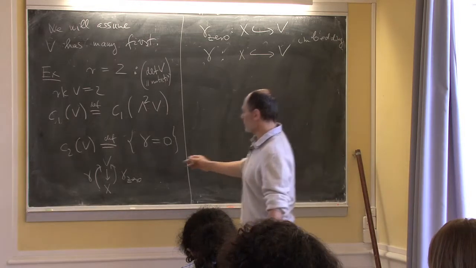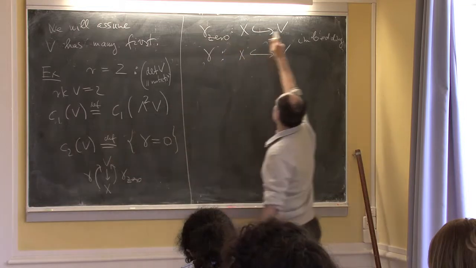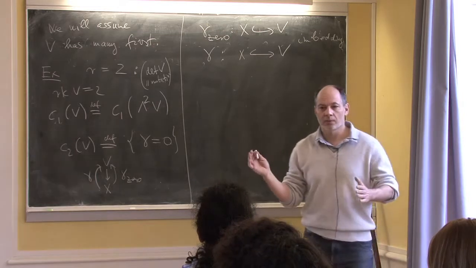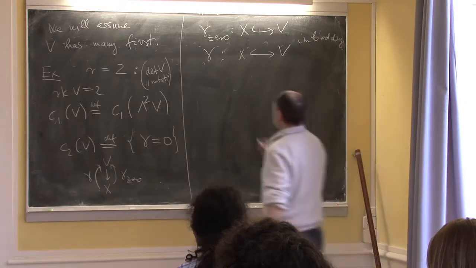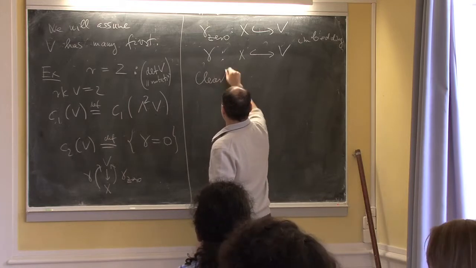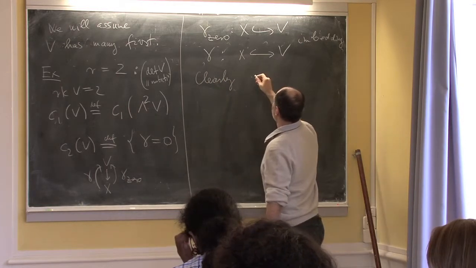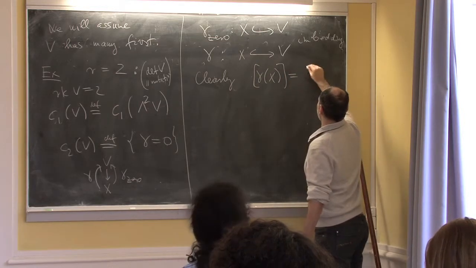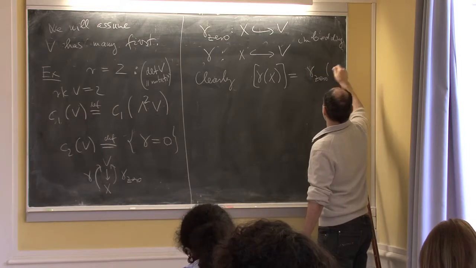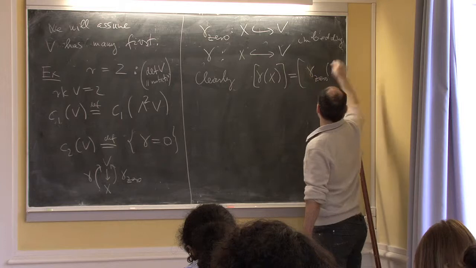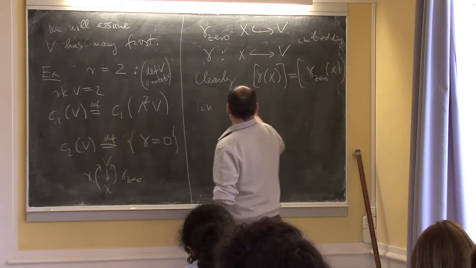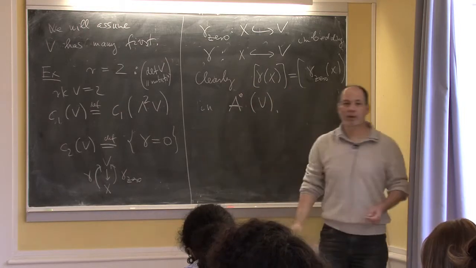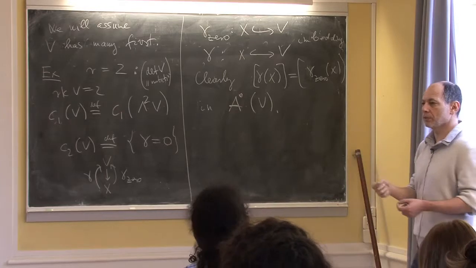So the way you can think of it, X can be thought of as a subvariety of V, and the general gamma can be thought of as a deformation of this subvariety. Clearly, gamma of X is equal to just gamma 0 of X in the Chow group of V. Right? That's because we can just easily deform one into the other.